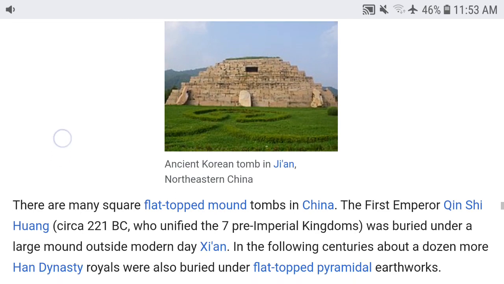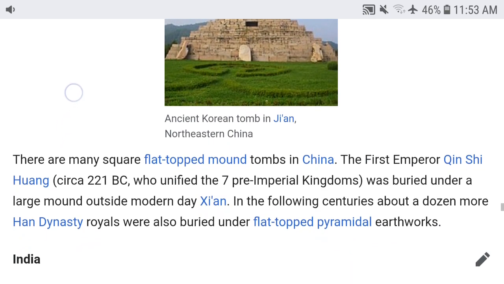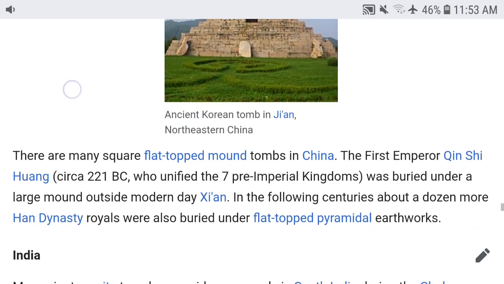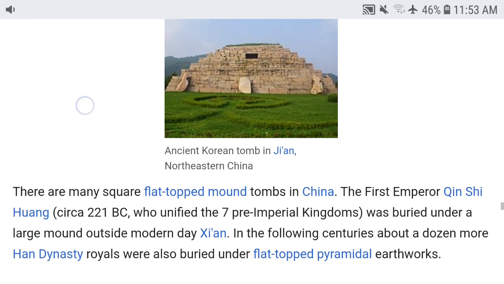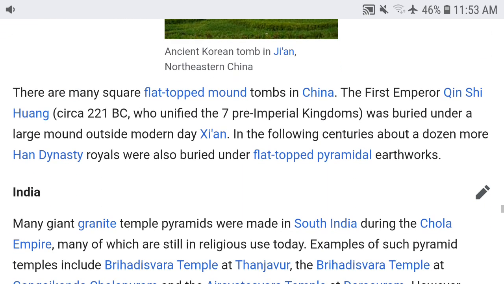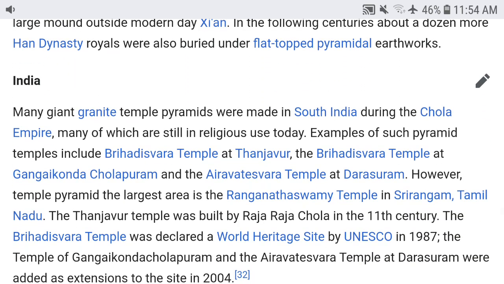There are many square, flat-top mound tombs in China. The first emperor, Qin Shi Huang. Okay, so this is basically in China, right? Was buried under a large mound outside modern-day Xi'an. In the following centuries, about a dozen more Han Dynasty royals were also buried under flat-top pyramidal earthworks. Next, we go to India.